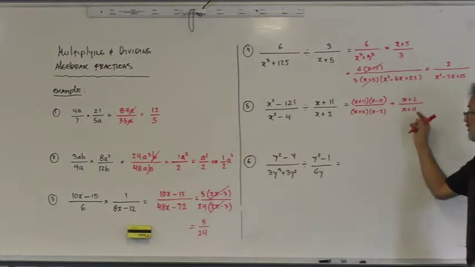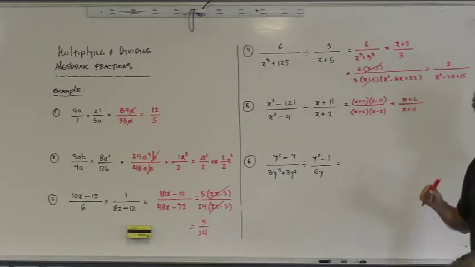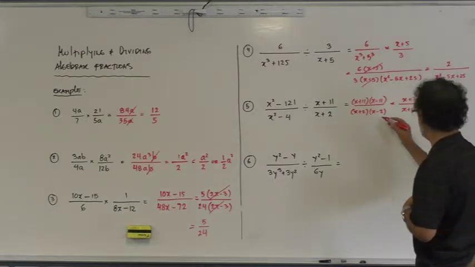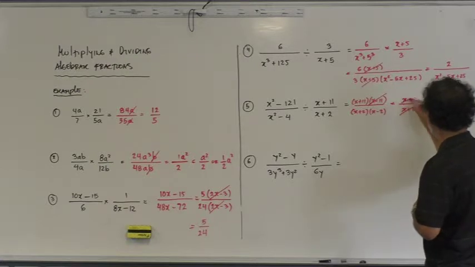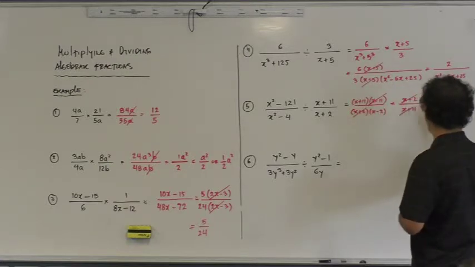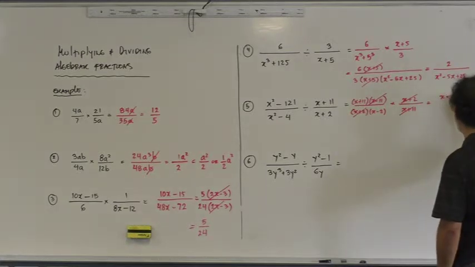And then you can see, whenever you're doing this question, at the end you're going to have common factors. And then we can simplify. So this will go with that one, and this will go with that one. So that means that the final answer is going to be x plus 11 over x minus 2. All right?